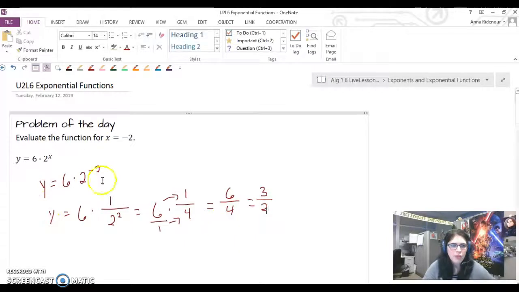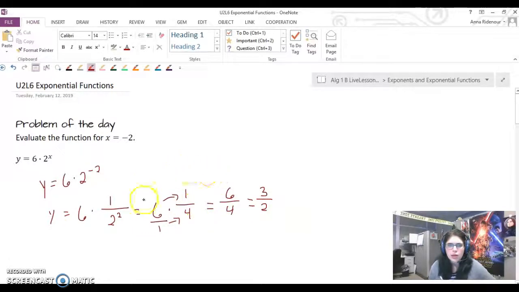So when I evaluate the function for x is equal to -2, I get y is equal to 3 over 2. So my whole answer, another way to write it would be as a coordinate pair. So it would be x is -2, y is 3 over 2. Would be another way to write that answer.